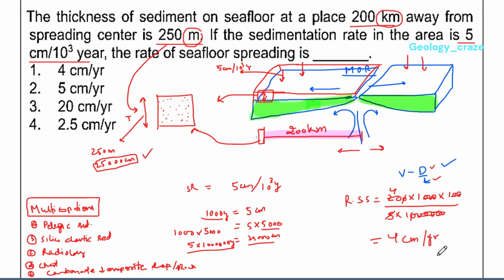We are talking about one side. In one question they are talking about how much spreading, and in that case they are asking about both plates, so then we multiply this number by 2. The total spreading rate is 8. This plate is moving 4 centimeter per year, and this plate is also moving 4 centimeter, total.